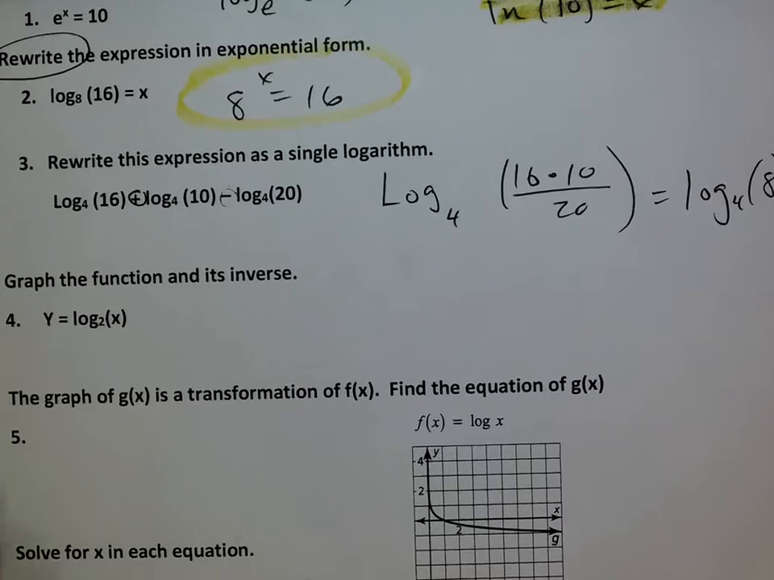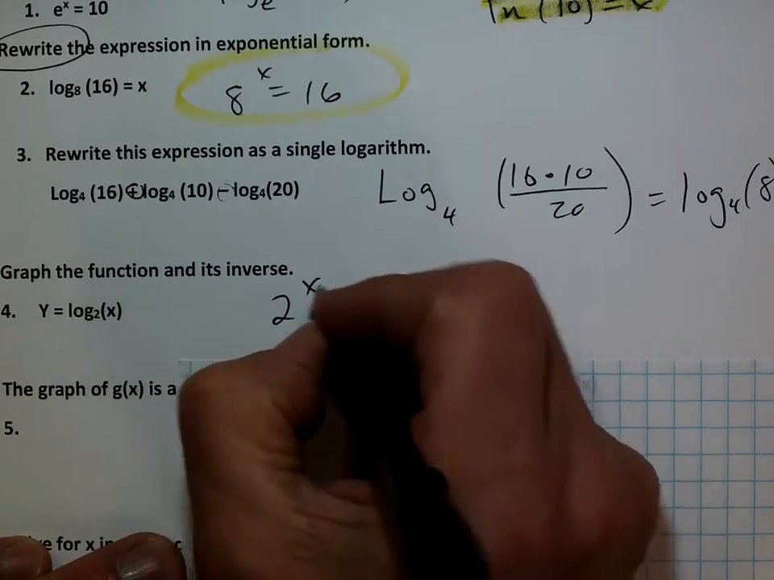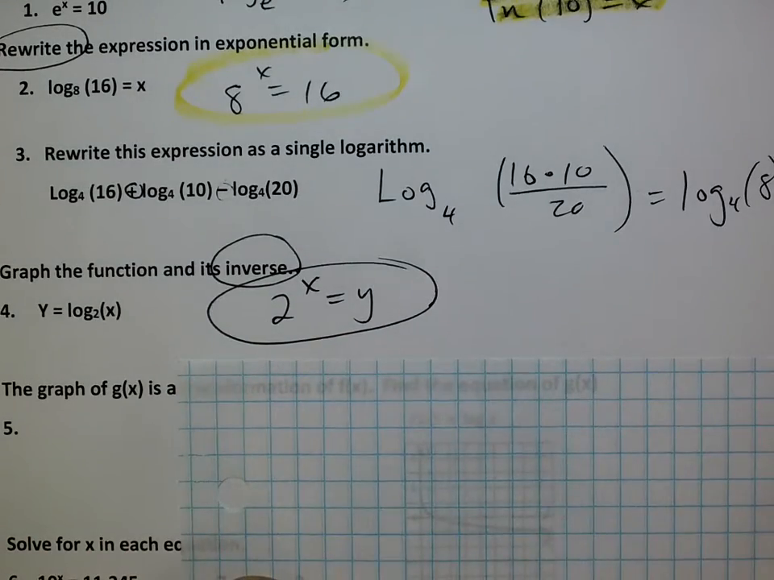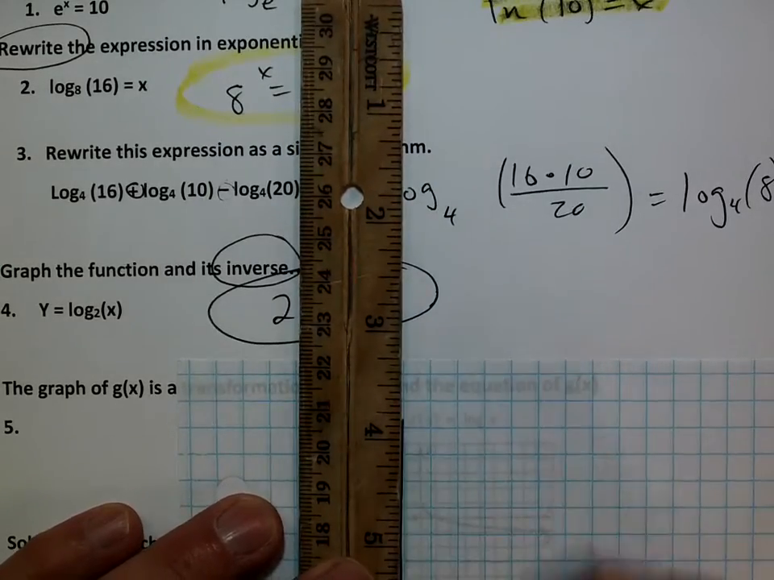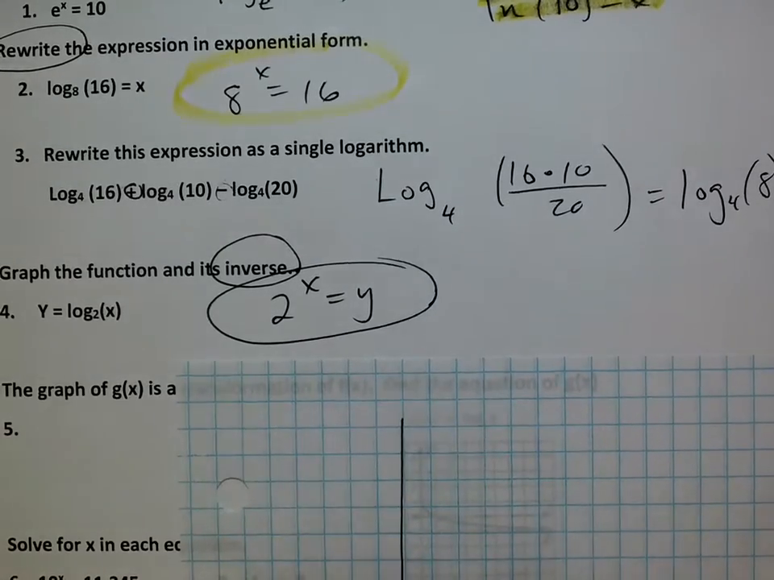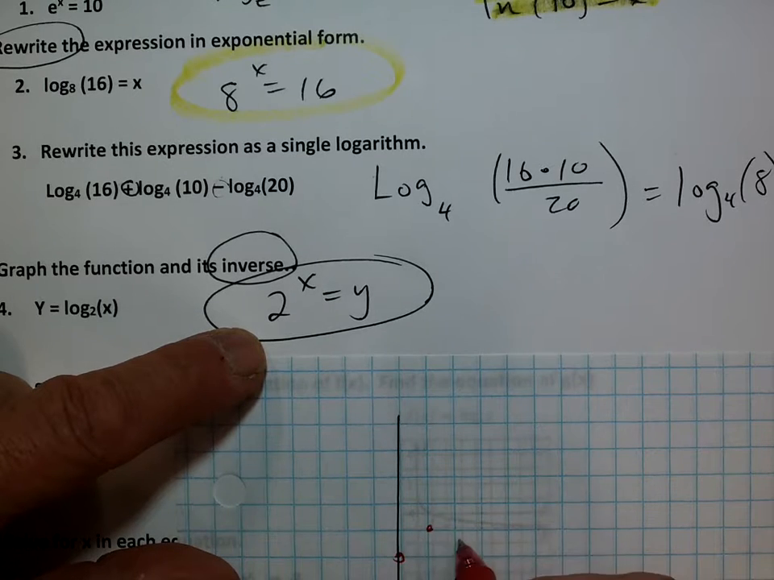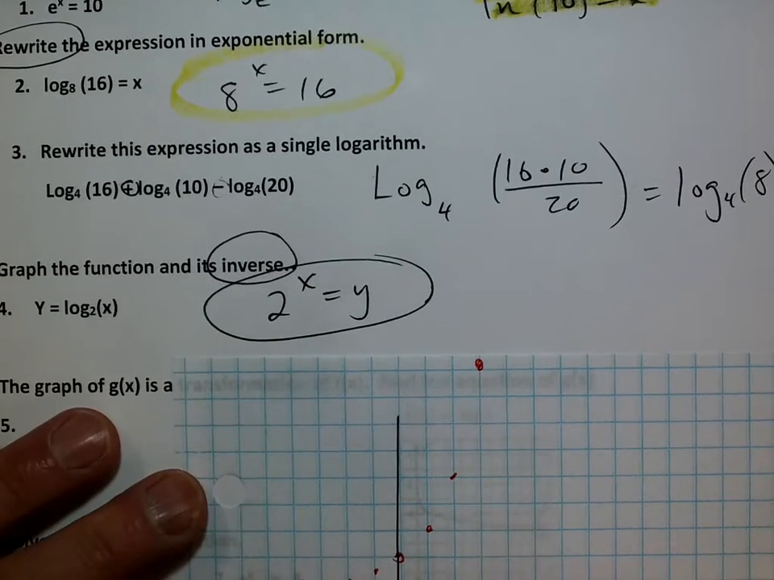Okay, number 4, to graph. To graph the log, its inverse is the easiest. So if we change this to 2 to the x equals y, that's the inverse, okay? So change the log form to exponential form, and then I'm just going to go ahead and graph that. I do know that 2 to the x looks like this: 2 to the 0 is 1, 2 to the 1 is 2, 2 to the 2 is 4, 2 to the 3 is 8, and then 1/2 and 1/4 and so on, right? Here's the exponential.